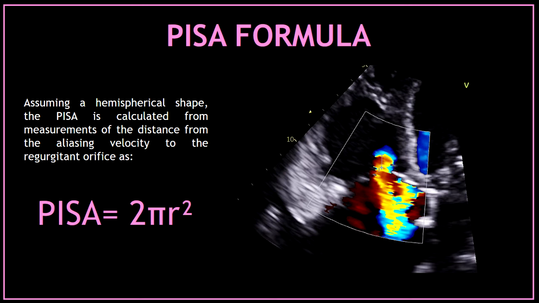This is the PISA formula and is calculated from measurements of the distance from the aliasing velocity to the regurgitant orifice.